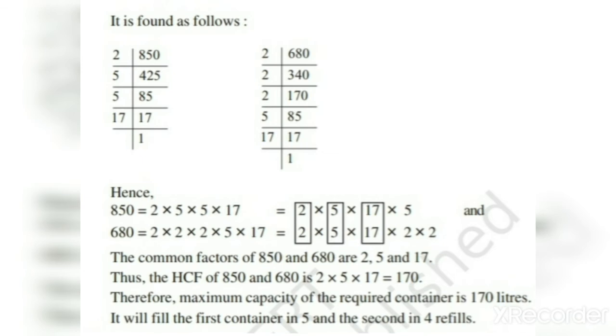Remember, I told you, whenever you find 5 and 2 in the prime factorization, first multiply these two numbers. 5 2s are 10 and 10 17s are 170. So, the maximum capacity of the required container is 170 liters. It will fill the first container in 5 and the second in 4 refills.